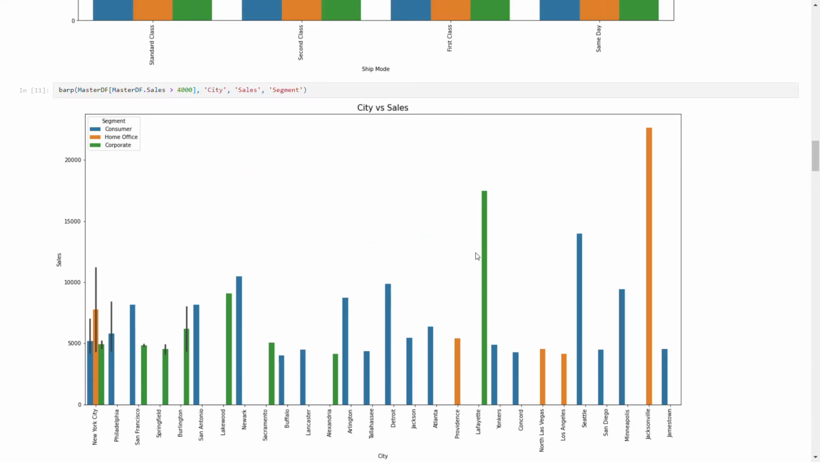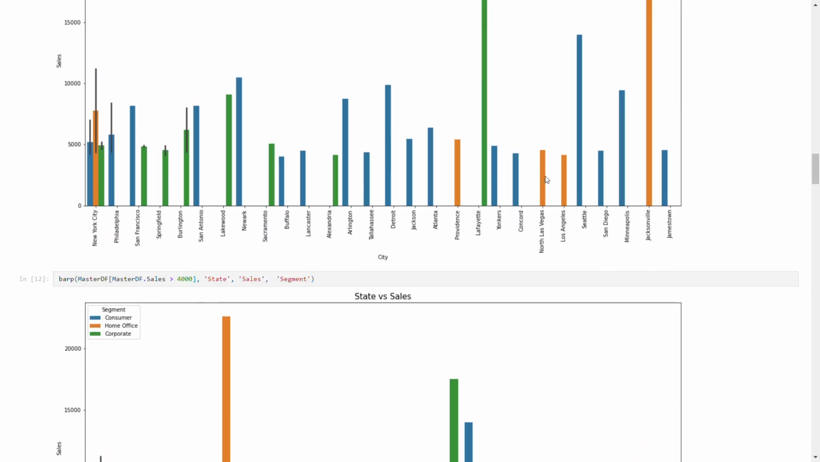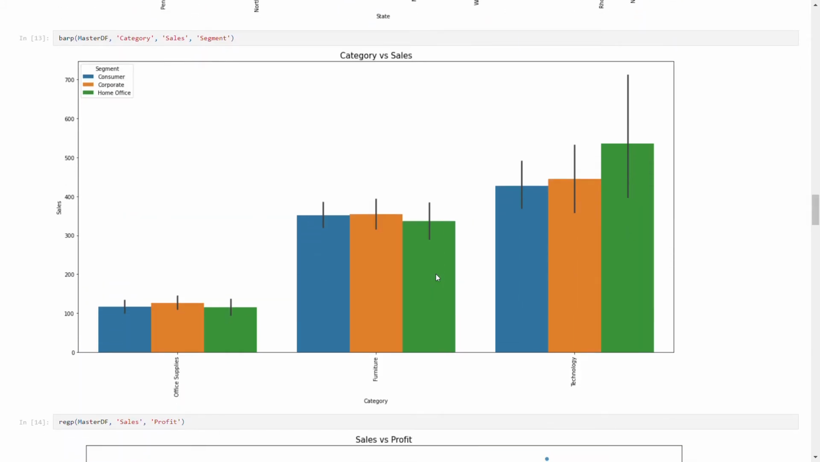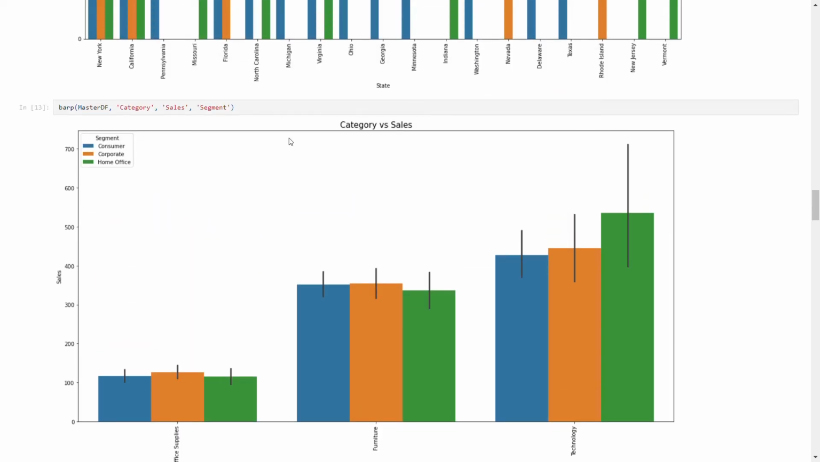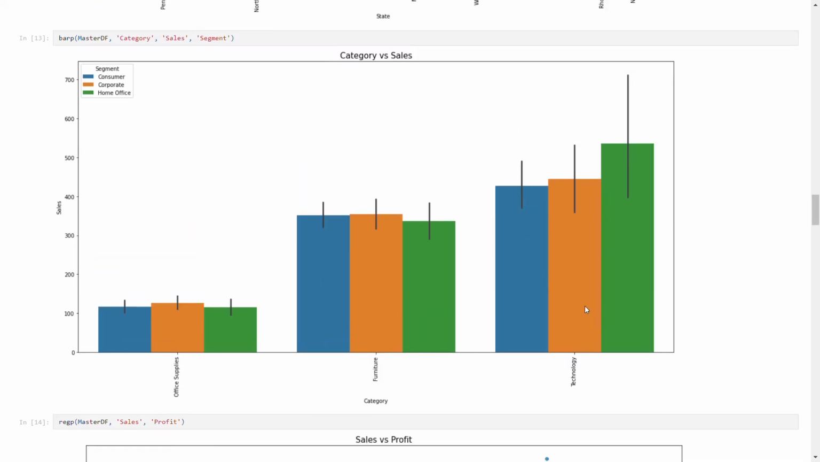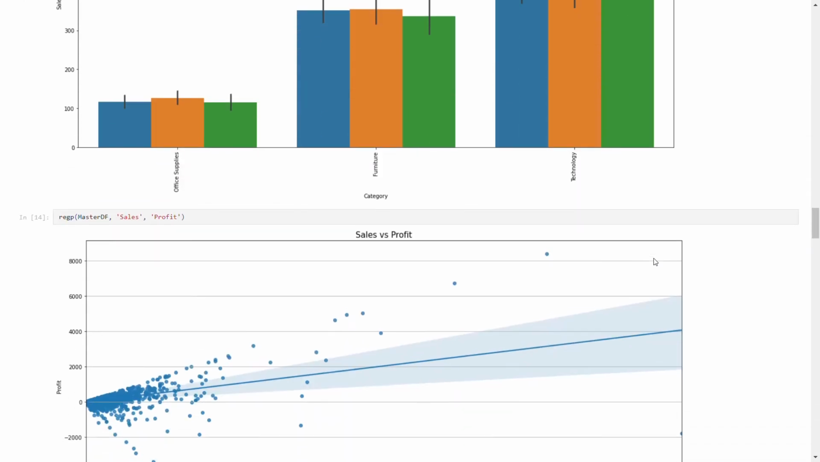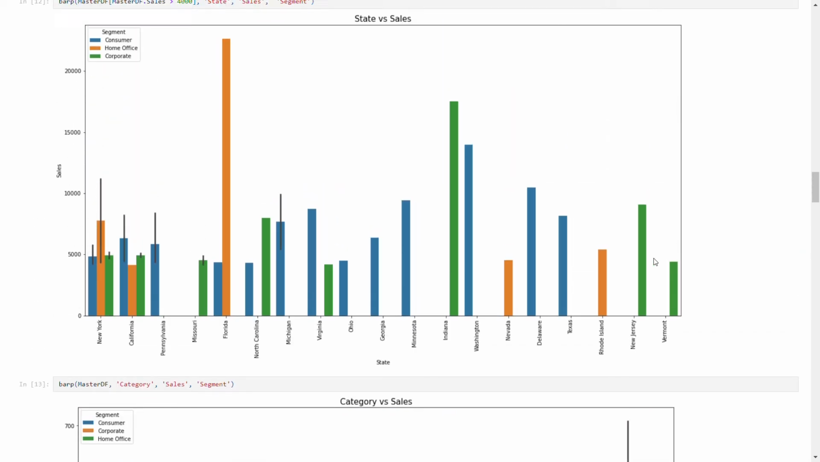So till now, whatever we have seen in both of these plots, we come to know that home office is coming out as the highest sale segment. Next, if you see the technology category, we see that technology is good, and in that also home office is on the top. So we can draw a provisional conclusion that home office is giving us good sales as compared to the other categories.